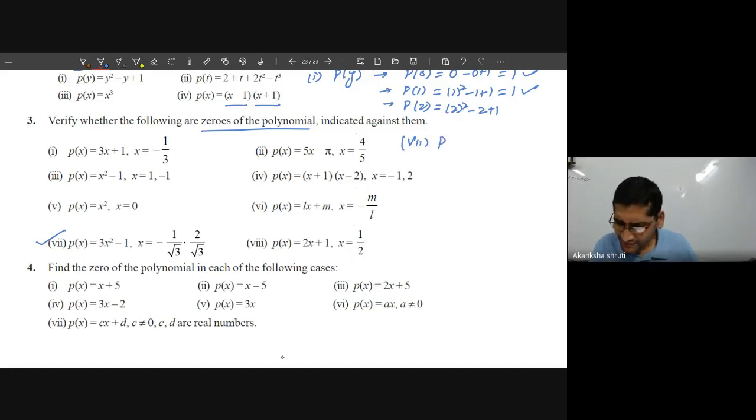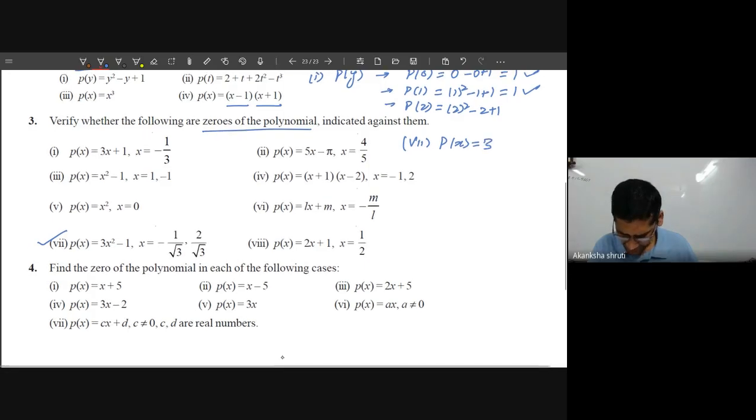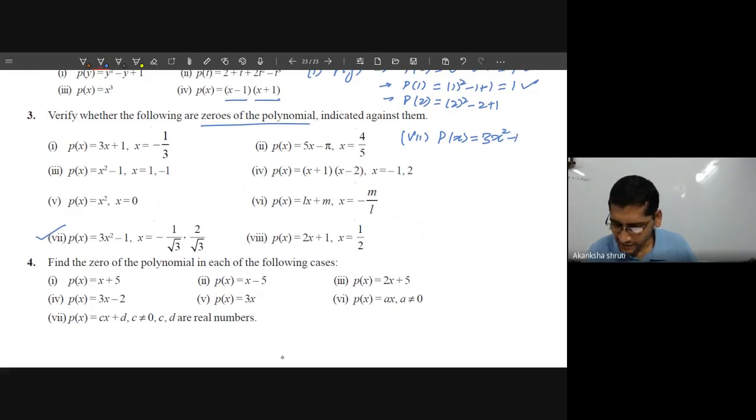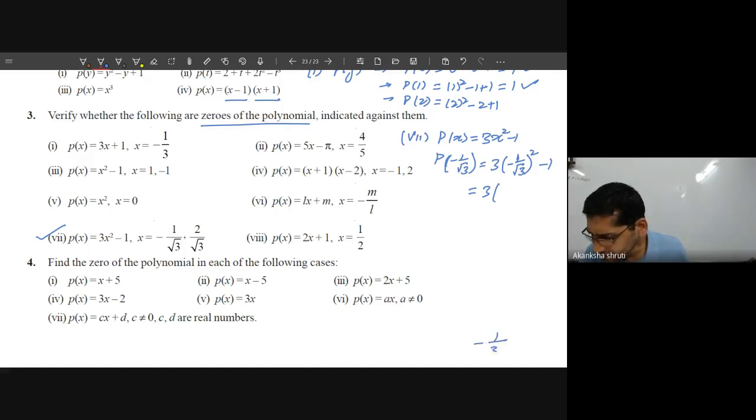So here p(x) is given as 3x square minus 1. You have to calculate for x equals minus 1 by root of 3. Students, you have to take care. So it is 3 times minus 1 by root 3 square, minus 1. Now, what does it mean? Minus 1 by root 3 square is how much? It simply means 1 by root 3 into 1 by root 3, which is 1 by 3 only.